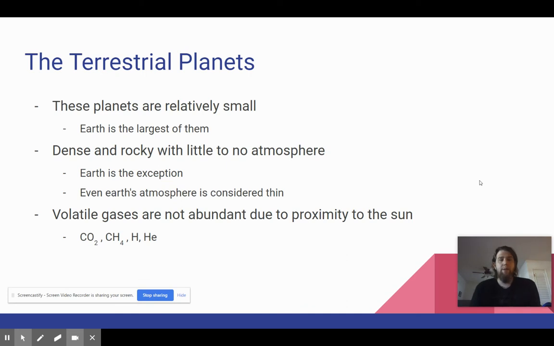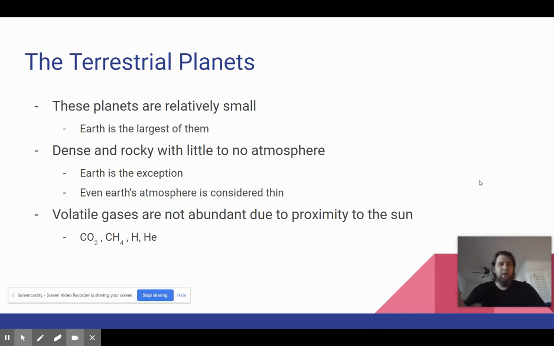These are relatively small compared with the other planets in the solar system. They are dense and rocky with little to no atmosphere. Even our atmosphere, which is the thickest, isn't all that thick. If the Earth were a basketball, our atmosphere would essentially be like a piece of paper on top of it. So it's relatively thin, but Earth has the thickest of the atmospheres, and some of them have no atmosphere. Our atmosphere is one of the things that allows us to be here, allows us to live.